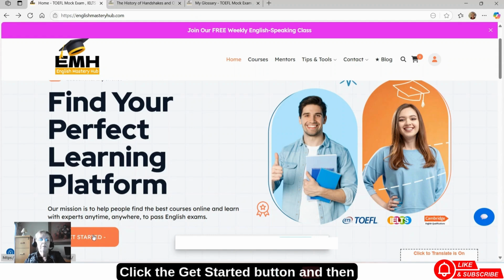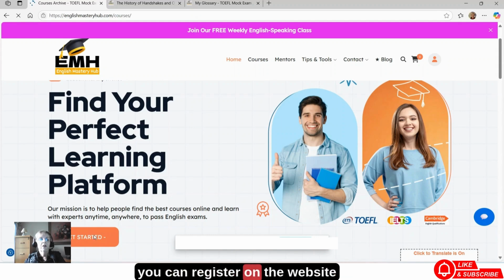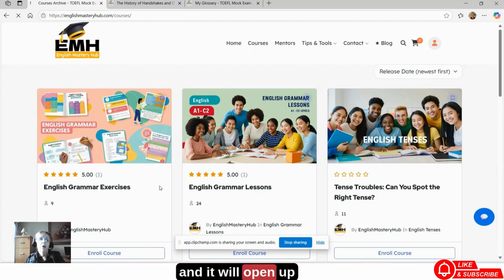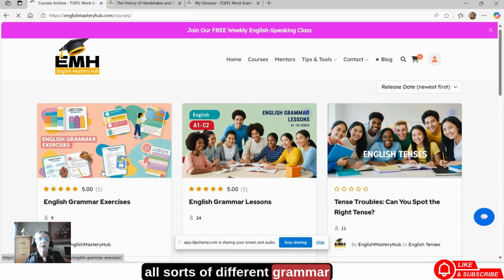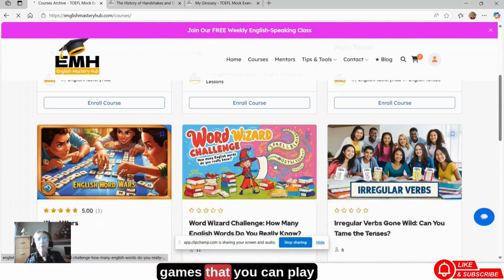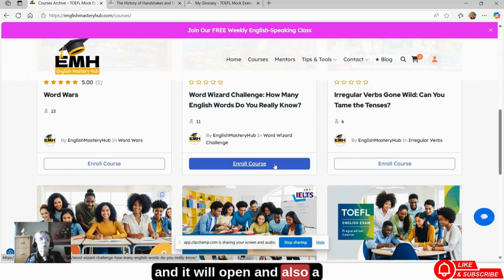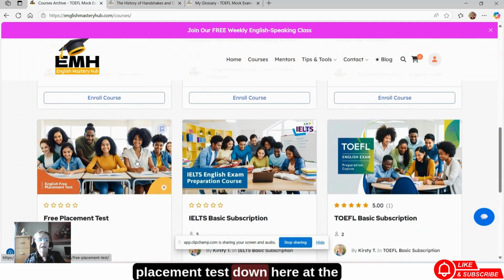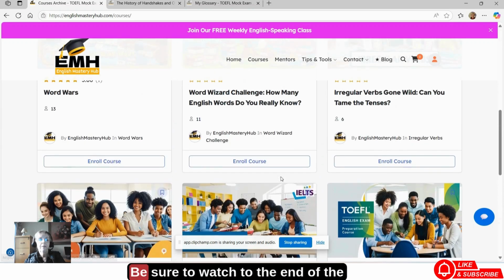Click the Get Started button, and then you can register on the website, and it will open up all sorts of different grammar exercises, quizzes, and games that you can play, and also a placement test down here at the bottom, and the IELTS and TOEFL exam preparations. Remember the placement test, I'm going to refer to it later. Be sure to watch to the end of the video. I have a very important tip regarding taking exams.